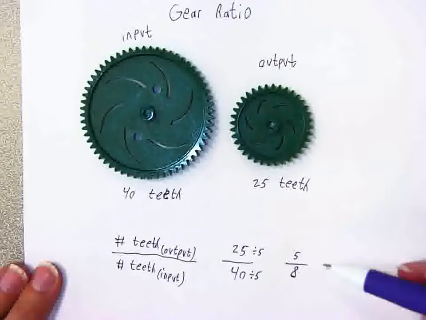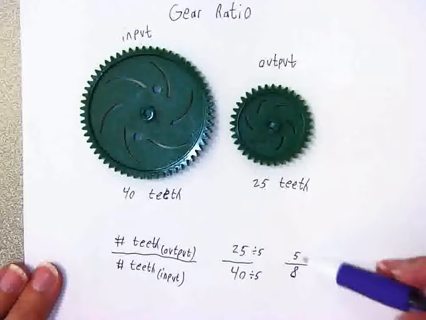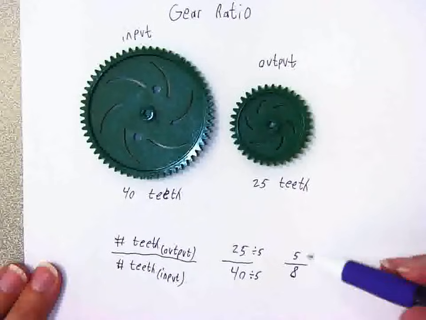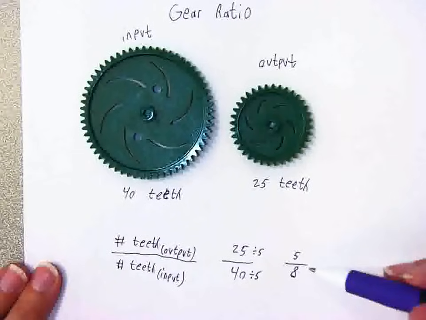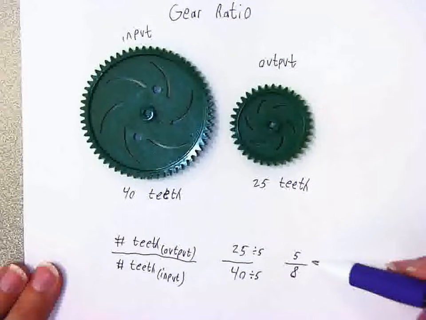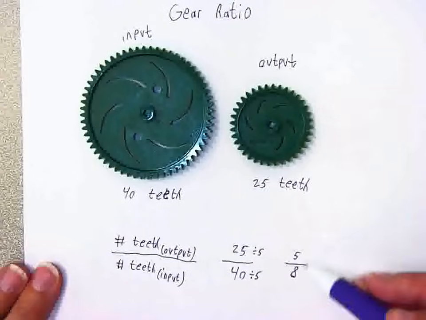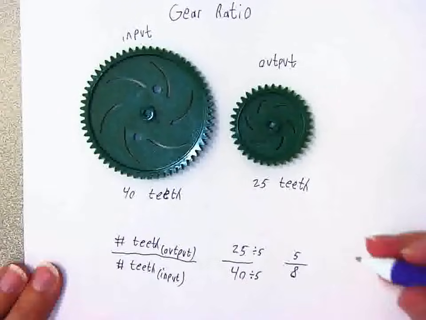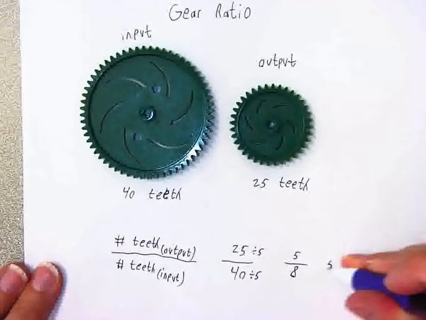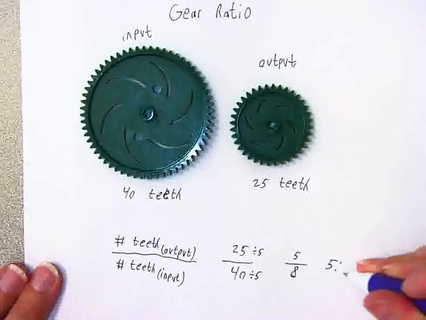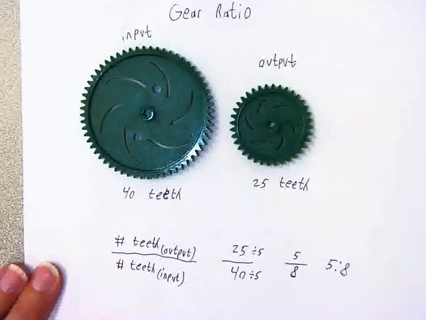And then I'll just double check one more time to see if I have any other common factors, anything I can divide both numbers by to see if I can simplify it further. In this case I cannot. So my gear ratio ends up being 5 to 8. That can be written as a fraction, 5/8. I also could write it in this format, 5:8, or I could write it exactly how I'm saying it, 5 to 8. Okay.